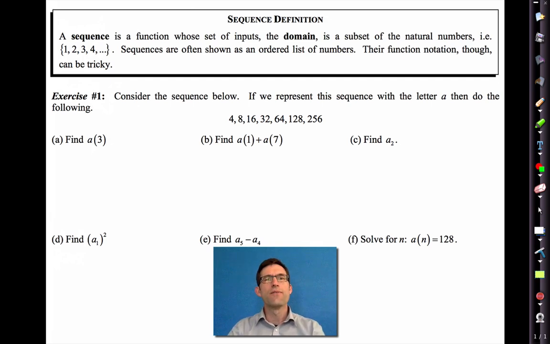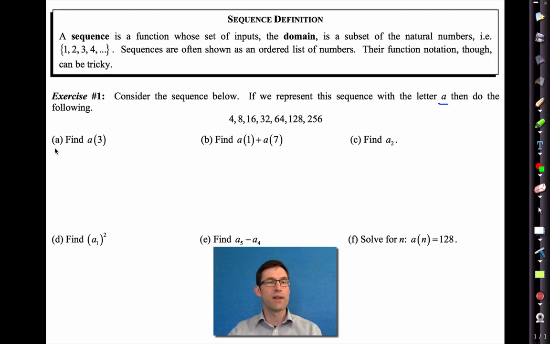All right, so sequences are a very new addition to Common Core Algebra 1, or perhaps let me put it this way, they're a new addition to Algebra 1. Typically, they had been taught at the Algebra 2 level, but you've probably seen sequences before. You've certainly probably seen lists of numbers like what we have in exercise number 1, okay? So what we're going to be doing is really trying to become comfortable with notation, all right? So it says, if we represent this sequence with the letter A, then do the following.